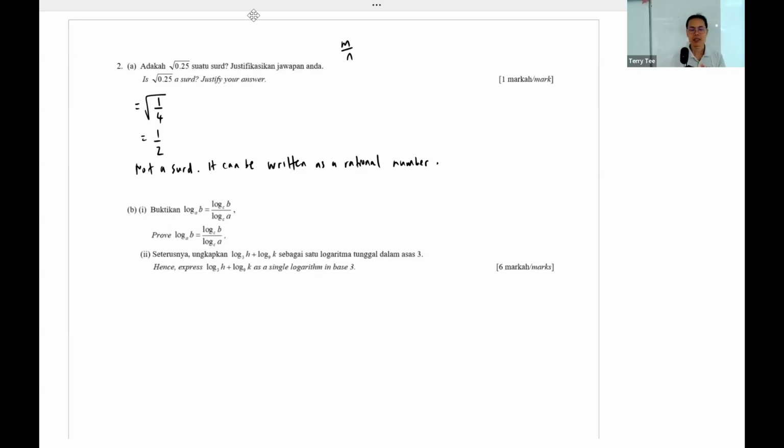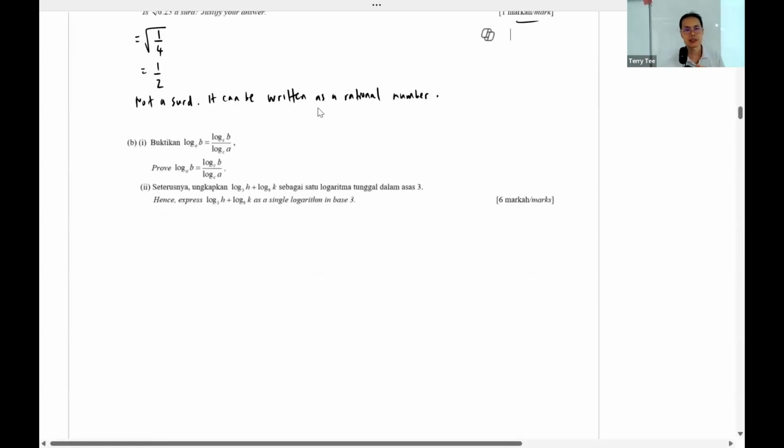Okay, second one, B. I think part A is quite easy, 1 mark. Just simplify it. B is a bit more difficult. You're supposed to prove this formula for changing base of logarithm. So in a way, you've got to remember the sequence.